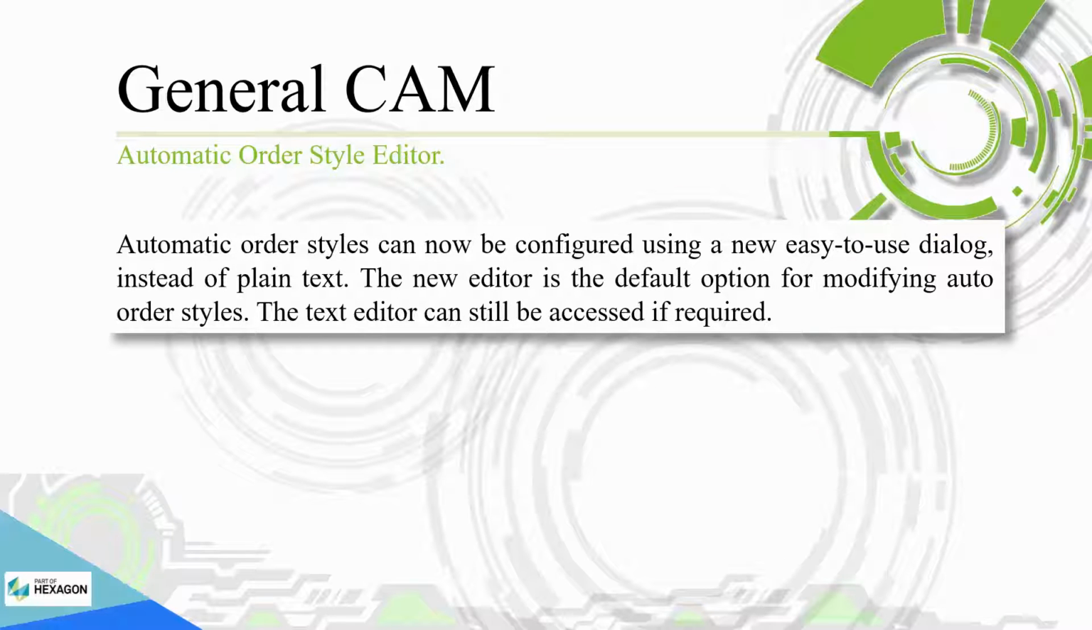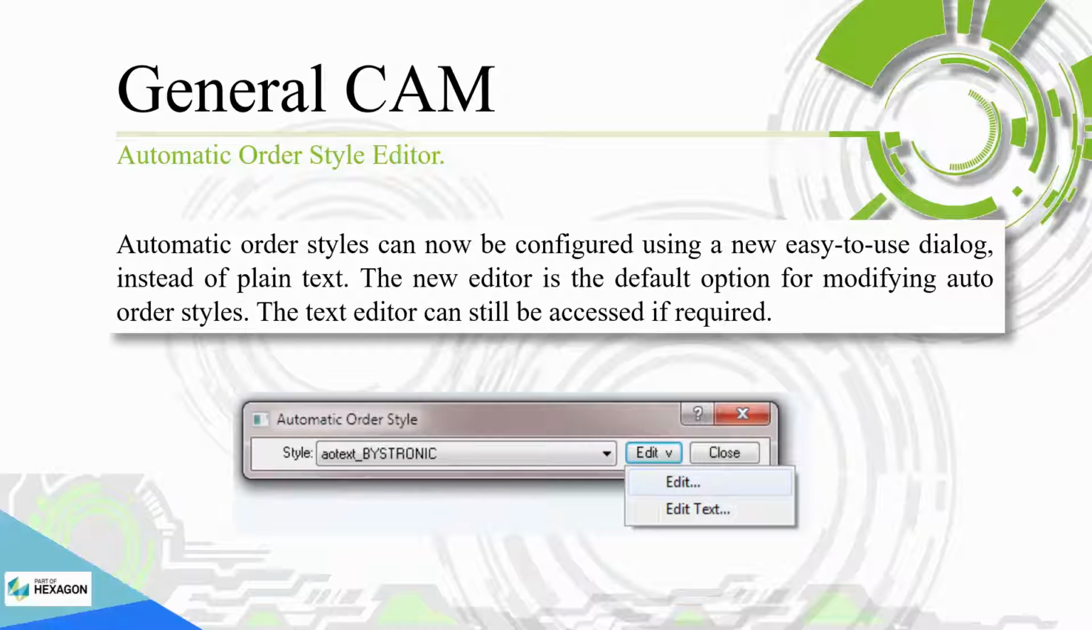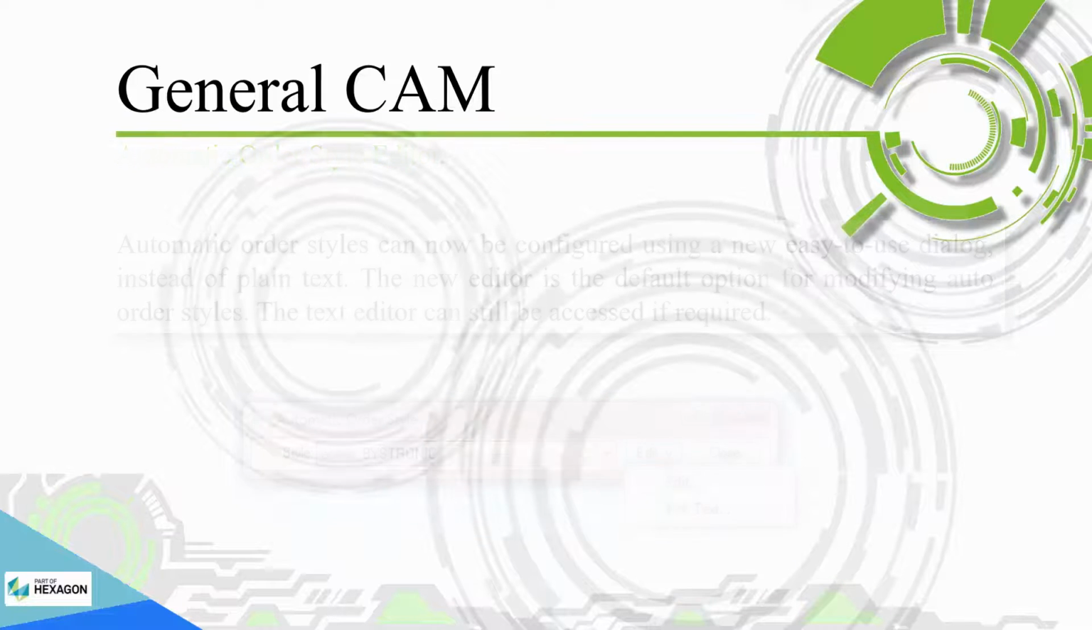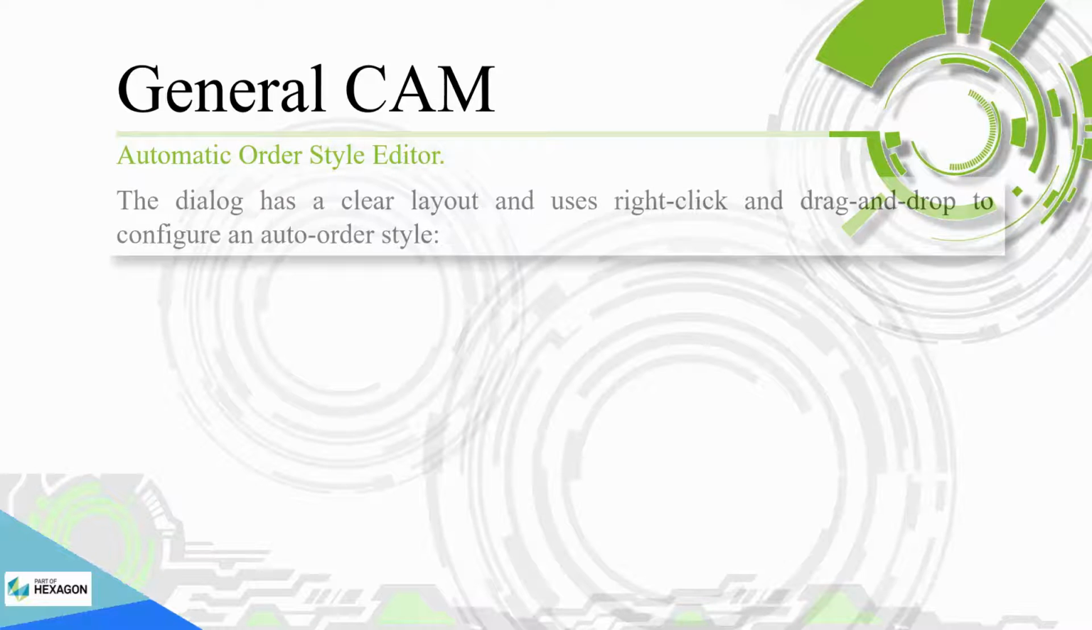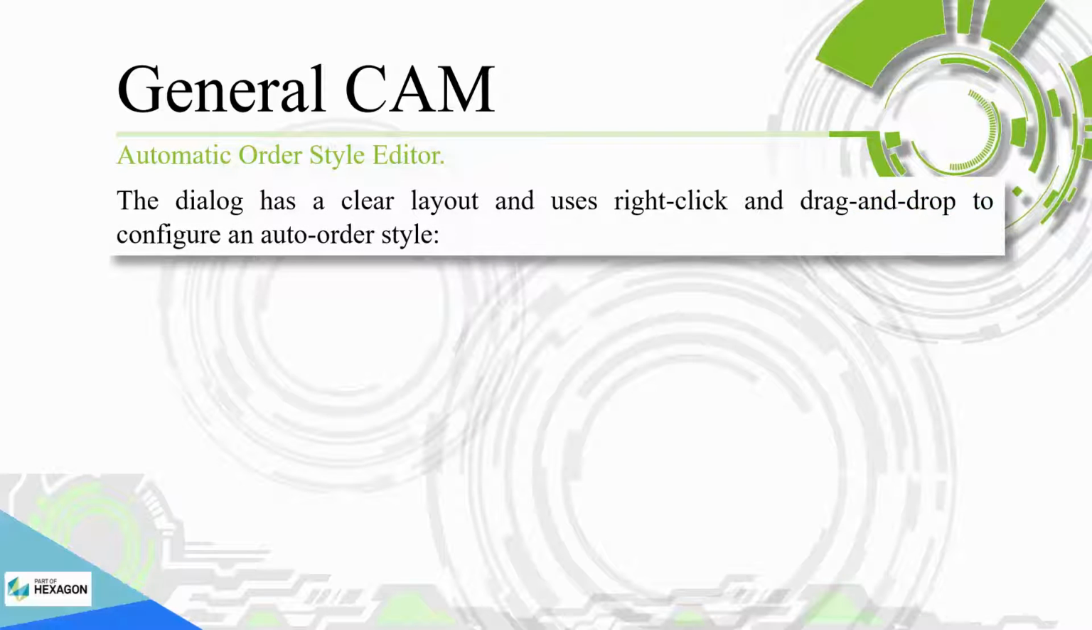General CAM, Automatic Order Style Editor. Automatic order styles can now be configured using a new easy-to-use dialog instead of plain text. The new editor is the default option for modifying auto-order styles. The text editor can still be accessed if required. The dialog has a clear layout and uses right-click, drag and drop to configure an auto-order style.